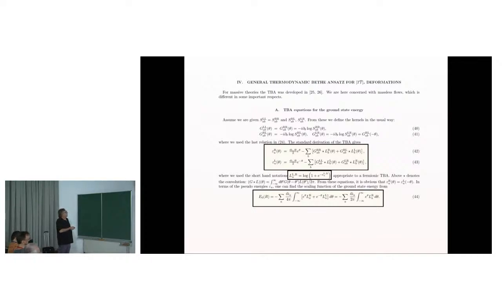These kernels are derivatives of the log of the various S matrices. There are two types of kernels, one for left-left and one for right-left, both given by minus i derivative of log S. Both the left-right and the right-right appear in the integral equation.